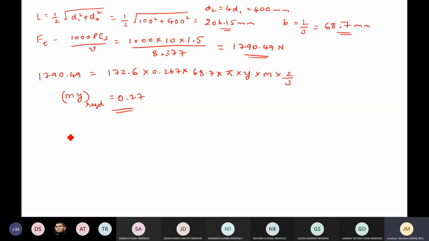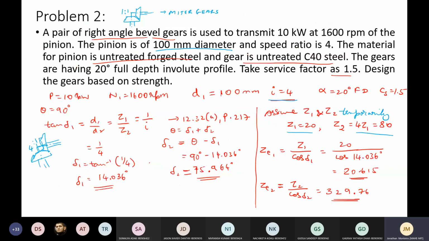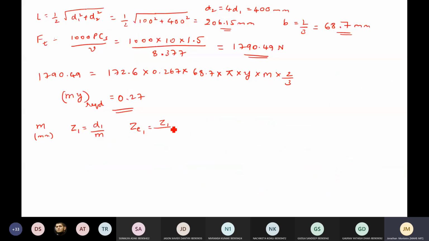So what are the things that we need to iterate? Of course you choose the module m, then that will correspond to Z1, which is nothing but D1 by m, the number of teeth. That will give rise to ZD1, which is Z1 by cos delta 1.